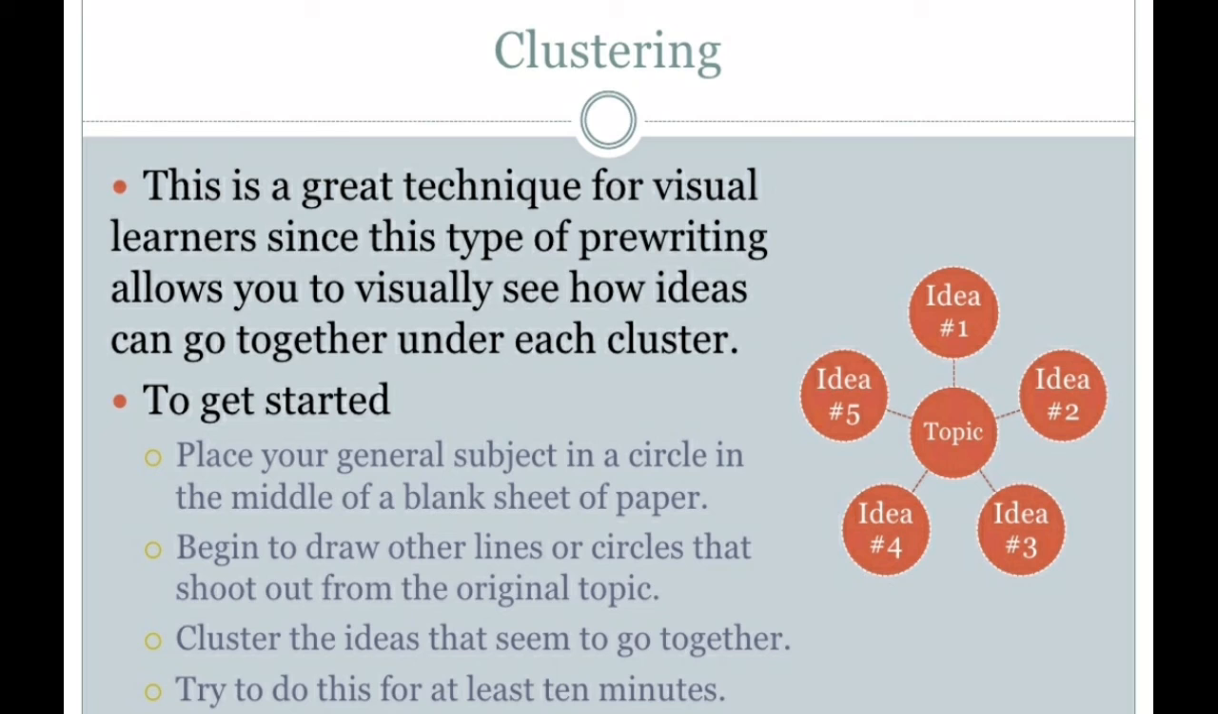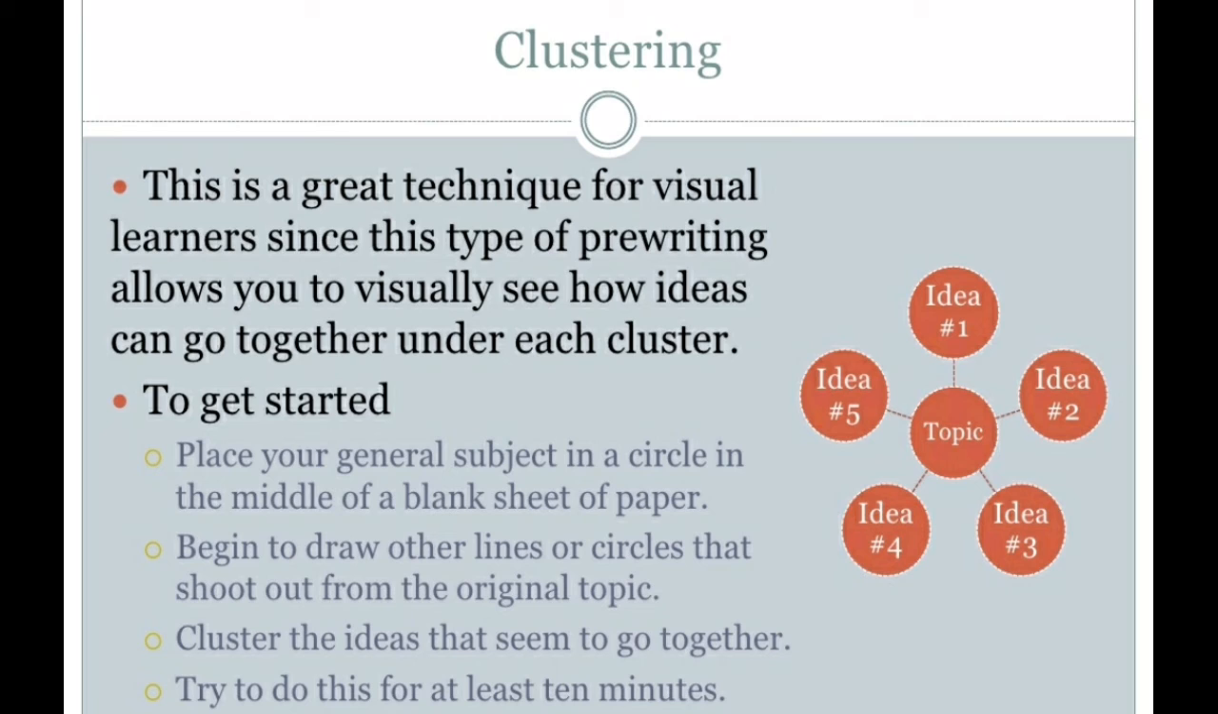Place your general subject in a circle in the middle of a blank sheet of paper. What they ask is that, in the first slide we saw, take a paper or a document. Here in this paper or document, you have to give a topic. For example, if you are writing about Shakespeare, write down Shakespeare in the center of the paper.